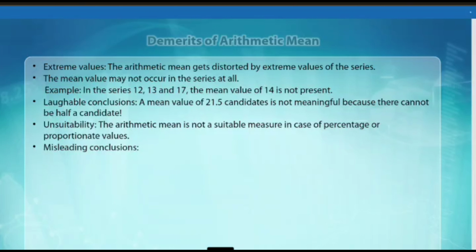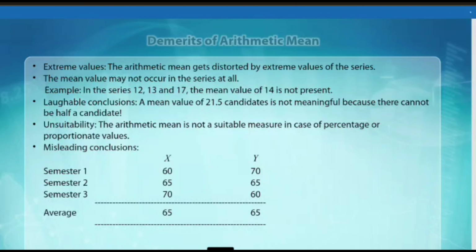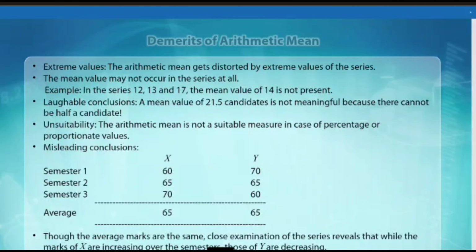It sometimes misleads conclusions. Let's compare the marks secured by X and Y in semester 1, then semester 2, then semester 3. If we calculate the average secured by X and Y, the average is the same. But can you notice some difference? As compared to X, Y's marks are decreasing per semester. But in case of X, they are increasing per semester, but the averages remain the same.